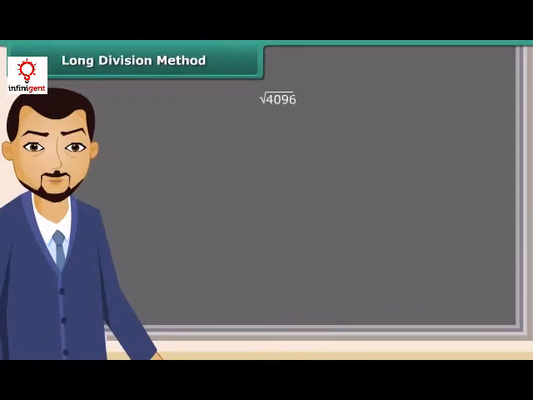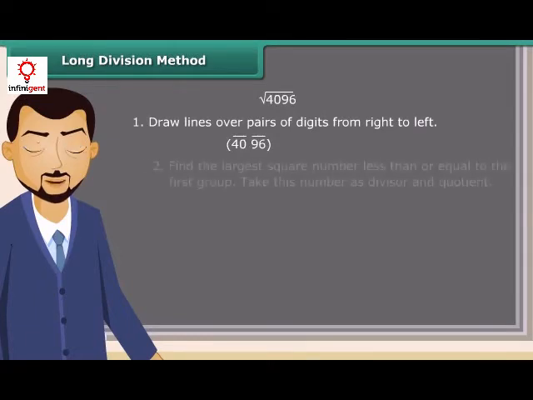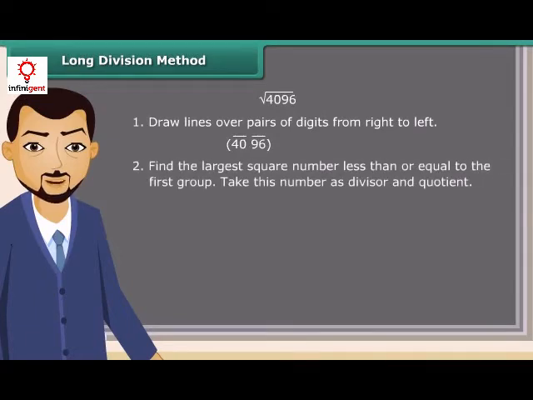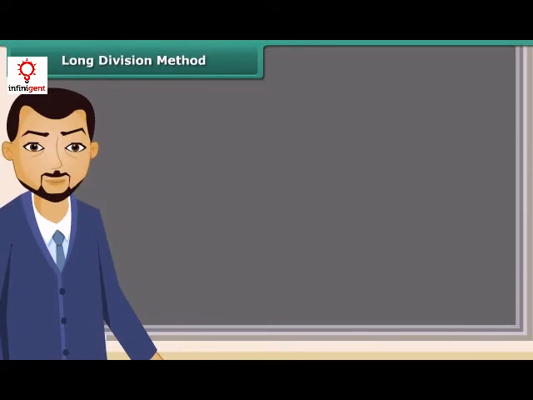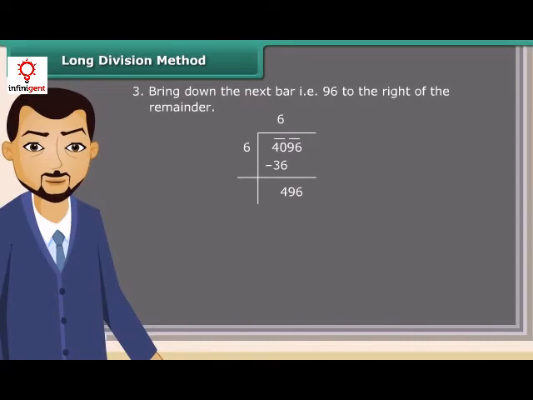For large numbers, the prime factorization method of finding square root becomes difficult. So we use the long division method. Let us look at the steps. First of all, draw lines over pairs of digits from right to left. Next, find the largest square number less than or equal to the first group, that is 40. Since 36 is less than 40, we take 6 as the divisor and 6 as the quotient. Now subtract 36 from 40. After that, bring down the next bar, that is 96, to the right of the remainder.